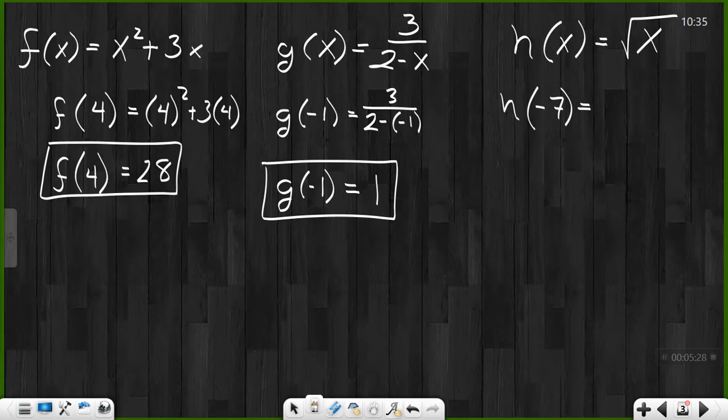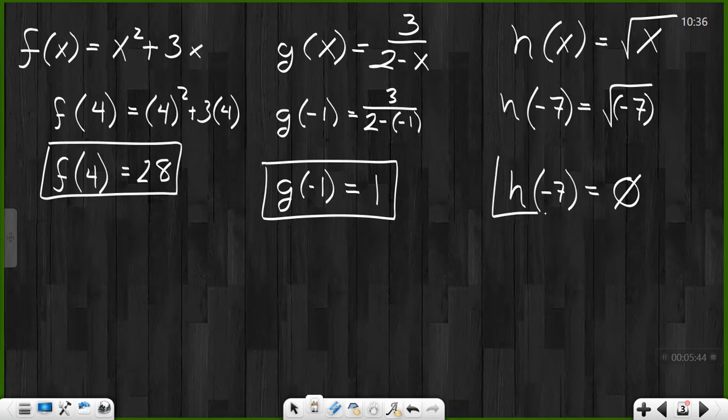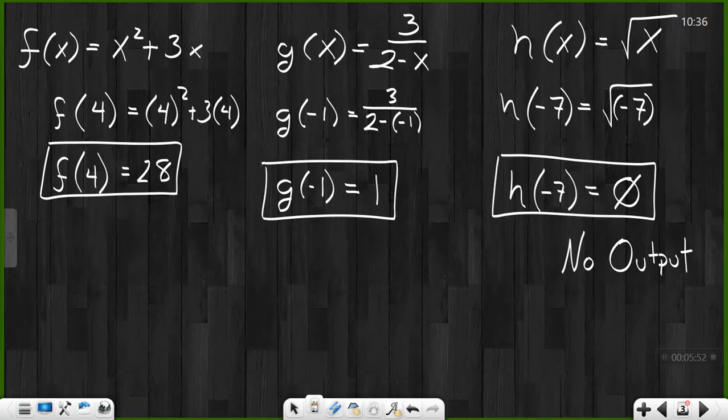And then I can look at this next one, the h relation. h of negative 7 means I'm going to take the h relation, which was the square root of x, and put negative 7 in for x. Well, when I try to do this one, we actually come across a little bit of an error because you can't take the square root of a negative, so there is no output, represented by the symbol null. Again, this does not mean no solution. This, in this case, means no output, because I was not looking for a solution. I was looking for an output.